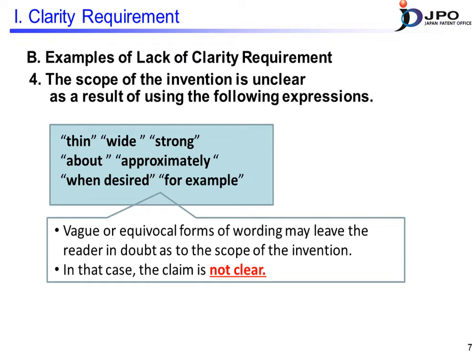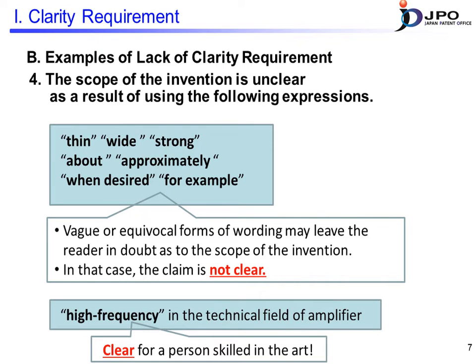You also have to pay attention to expressions like when desired or for example. If the scope of the invention becomes unclear to a person skilled in the art as a result of using these expressions, the claim is unclear. However, there is one thing that I would like you to be careful about. If you use a term that has a meaning that is widely recognized in the technical field in order to express the said meaning, we cannot say that the use of the term makes the claim unclear. For example, the meaning of the term high frequency in the technical field of amplifiers is clear to a person skilled in the art.